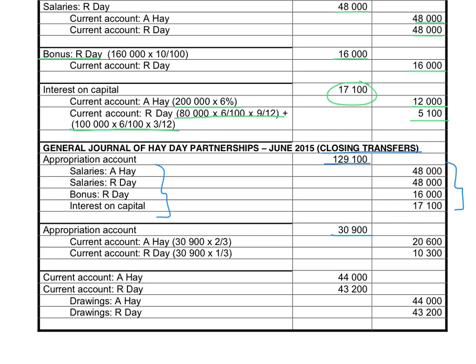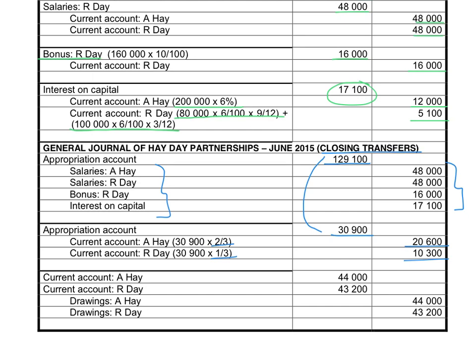All the money must be distributed between the partners. So the 30,900 we will share according to their profit sharing ratio. That's 2/3 and 1/3. And Hay will get 20,600 and Day will get 10,300. So the amount on the debit side, when we take the figures to the appropriation account of all the expenses and we divide the profit, those two must add up to the total profit of 160,000.